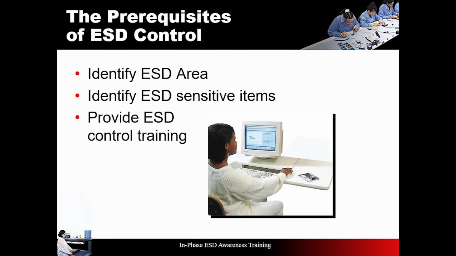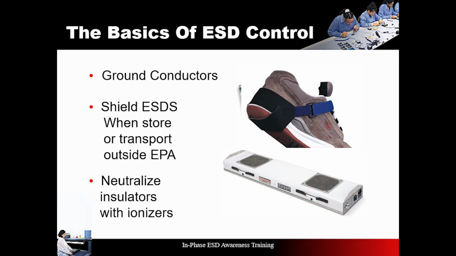There are 3 prerequisites to proper ESD control. First, we must identify ESD workstations. Second, we must identify sensitive items. Finally, training must be provided. In order to control ESD, we utilize the following. First, ground conductors, including wrist or heel straps. Second, shielded materials when storing or transporting sensitive devices. Finally, we utilize ionizers to neutralize insulators.